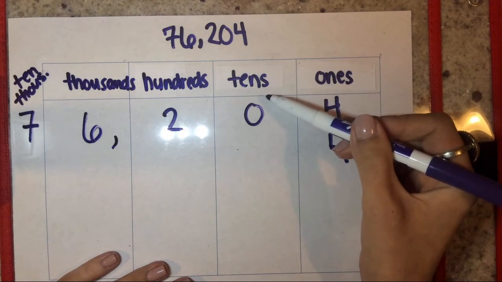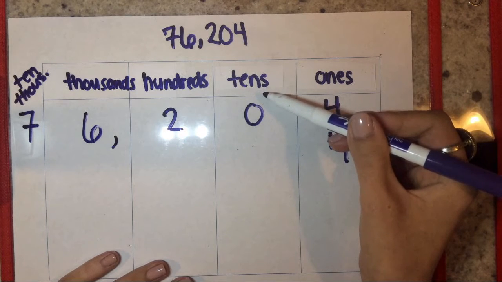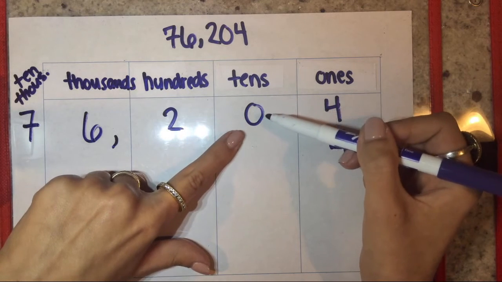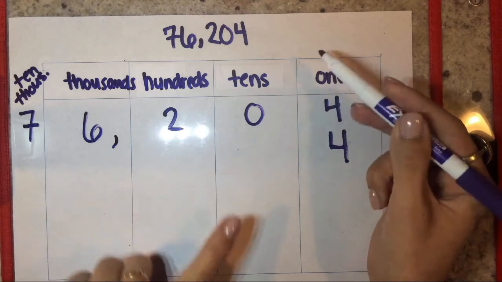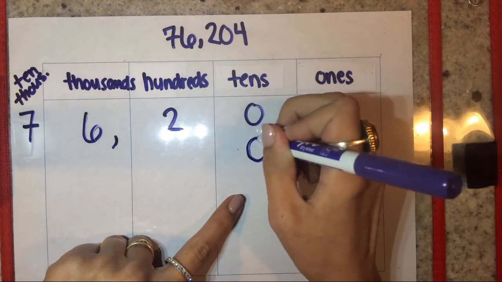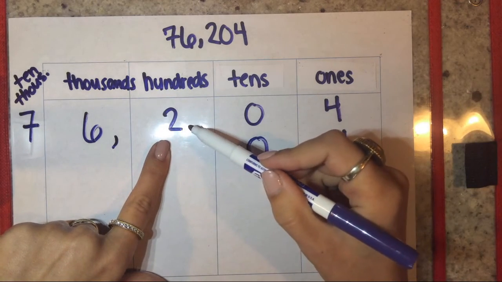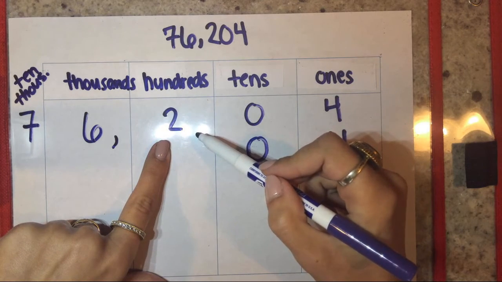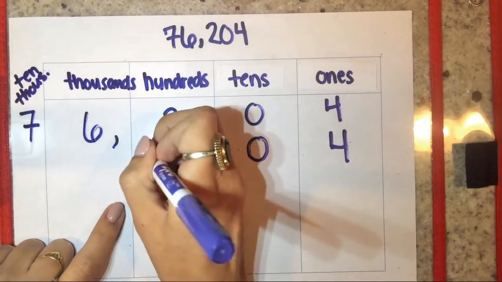Then we move on to our tens. What value does the 0 have in the tens place? The problem here we're doing is 0 times 10, which is 0. So we're going to put a 0 there. Then we move on to hundreds. What value does the 2 have in the hundreds place? It would be 200.